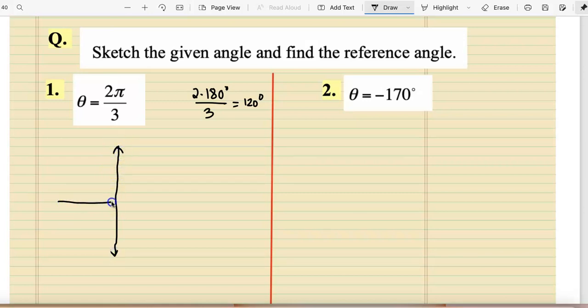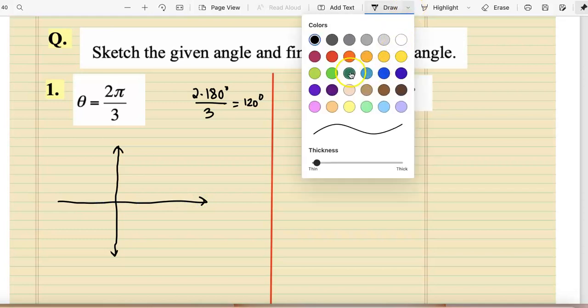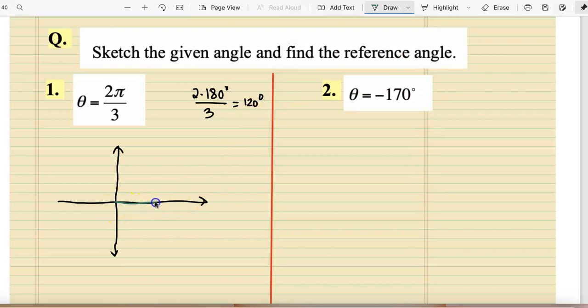Now we all know where 120 degrees is. Working with degrees is a lot easier as compared to radians, usually because we are familiar with that. So that's my 0 over here. So 120 will be somewhere over here. Okay, so this is my 120 degrees, but I will not write 120. I'll write 2 pi over 3.